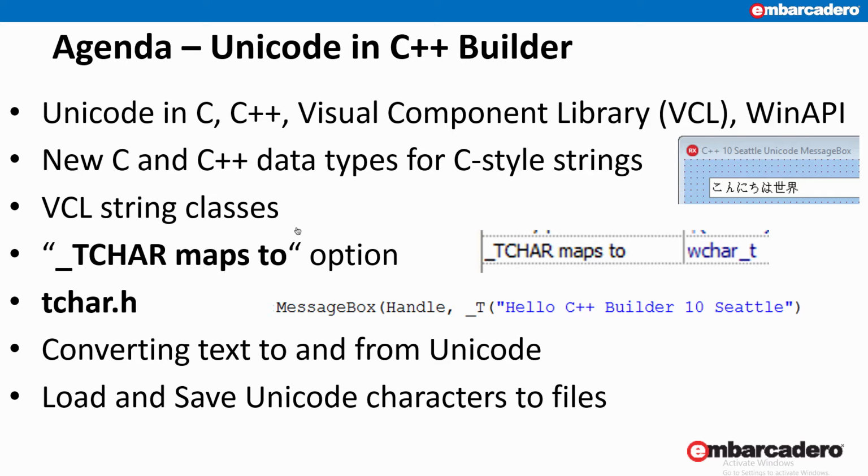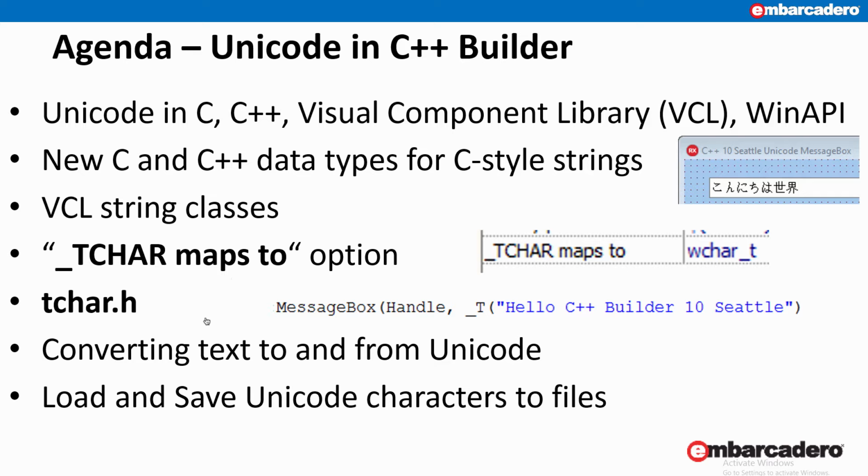We'll look at the new Unicode VCL string classes. Starting with RAD Studio 2009, the VCL offers several string classes which support ANSI, UTF-8, and UTF-16 encodings. We'll see that most member functions of these new VCL string classes operate just as they did before a Unicode string class. We'll also look at the TCHAR mapping option, which determines whether or not the UNICODE preprocessor macro is defined, and that determines whether you get the ANSI variant or the wide string UTF-16 variant.